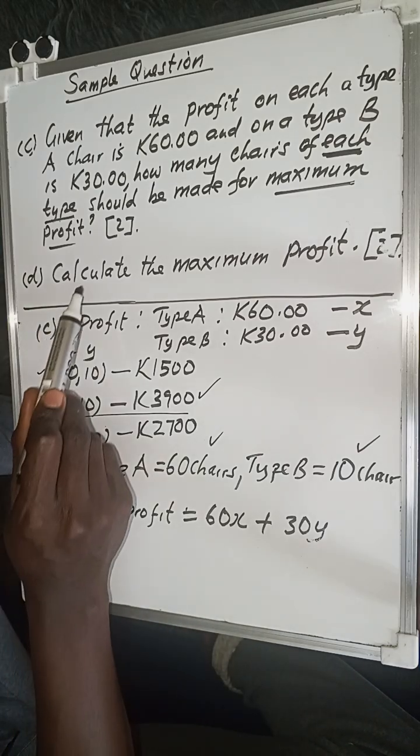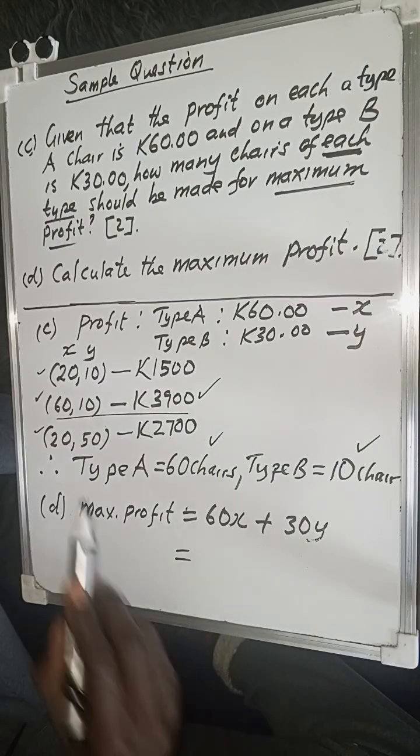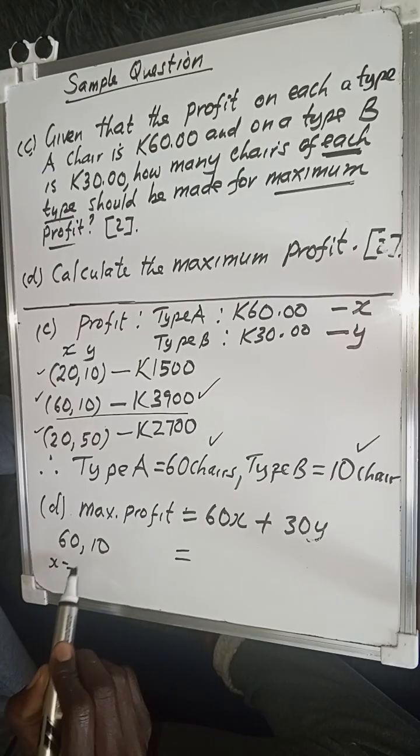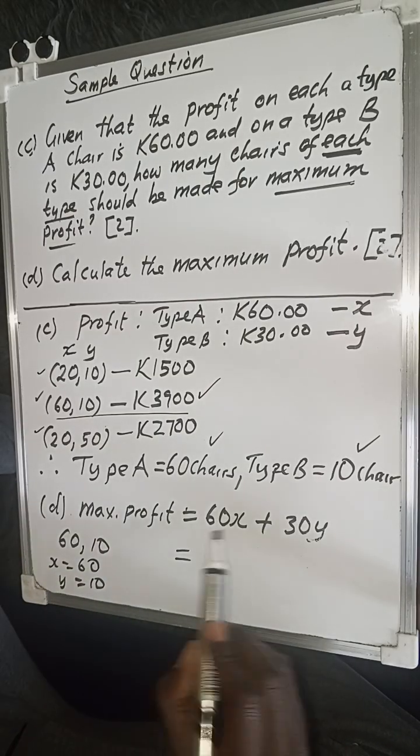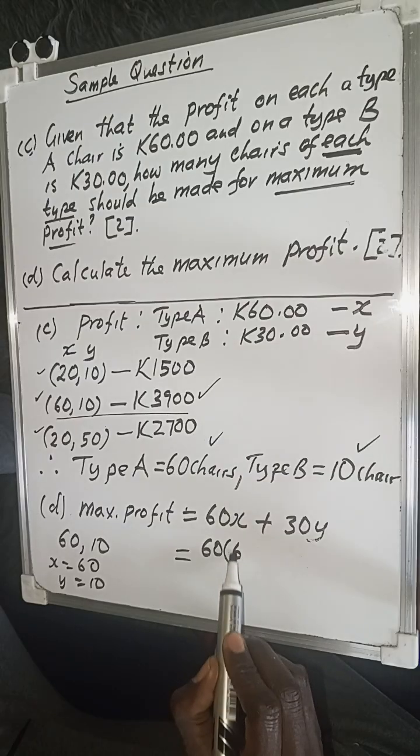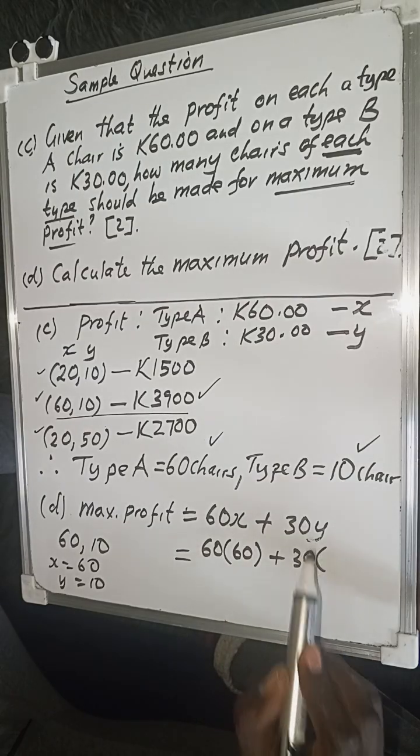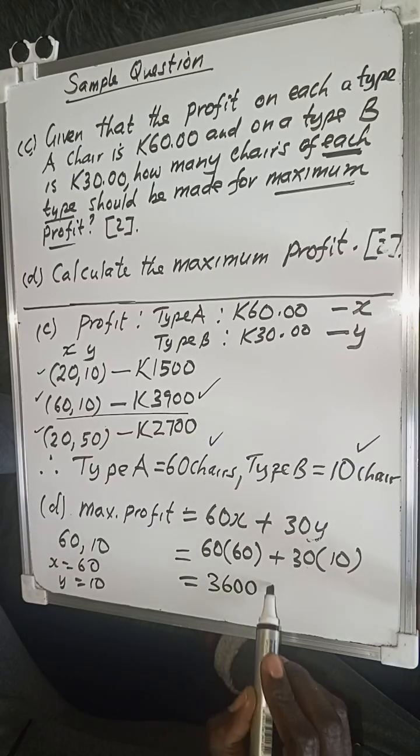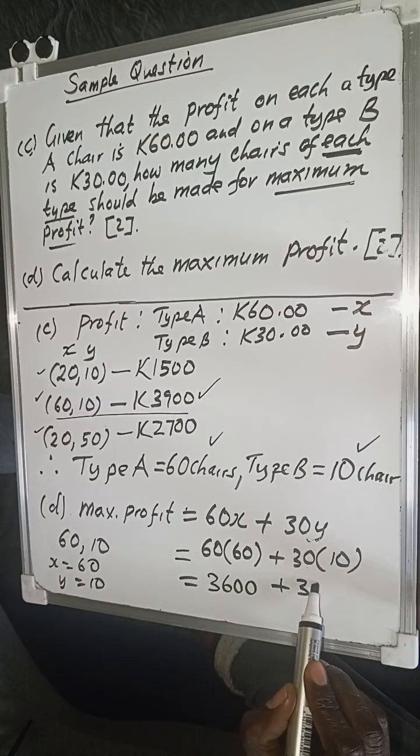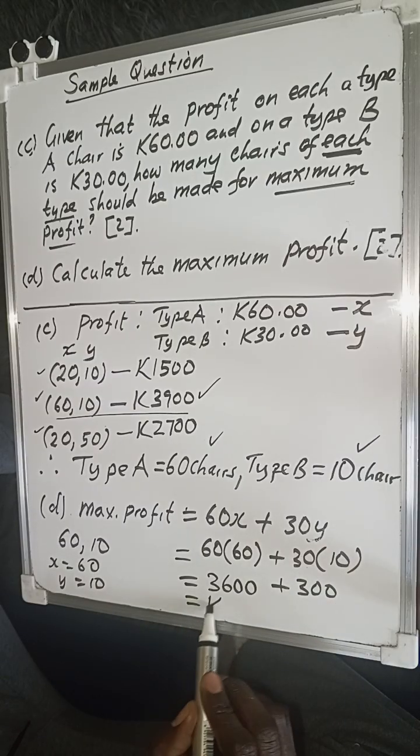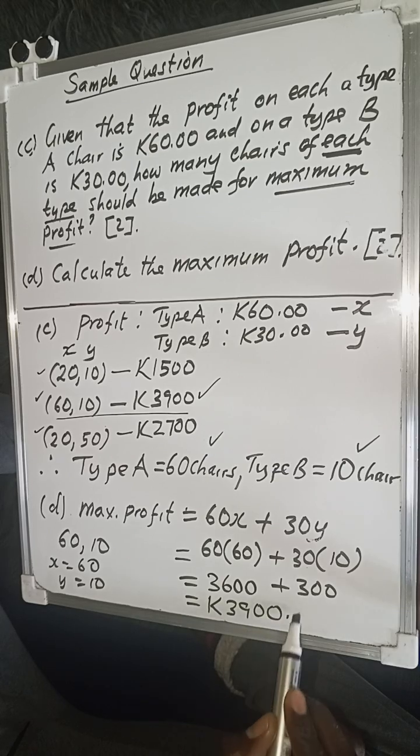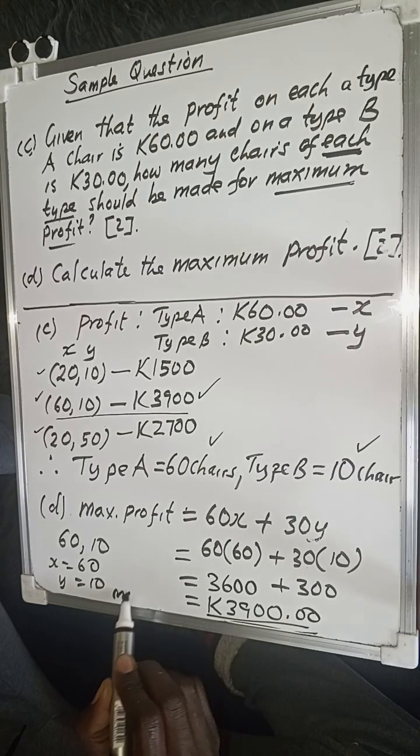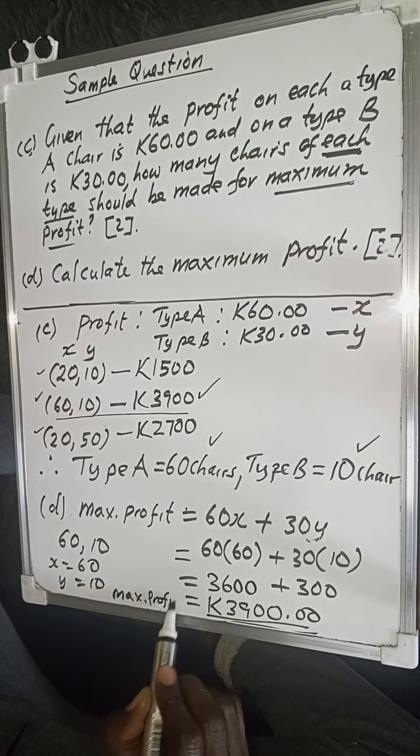And that's why now the D part says calculate the maximum profit. So for the maximum profit, you use those coordinates 60, 10, meaning that when X is 60 and your Y is 10. So that is going to be 60 multiplied by 60 plus 30 multiplied by Y, which is 10. So this times that will give me 3,600 plus, that is going to give me 300. And all in total, that will give you 3,900 kwacha. So that is basically the maximum profit that he was going to get there.